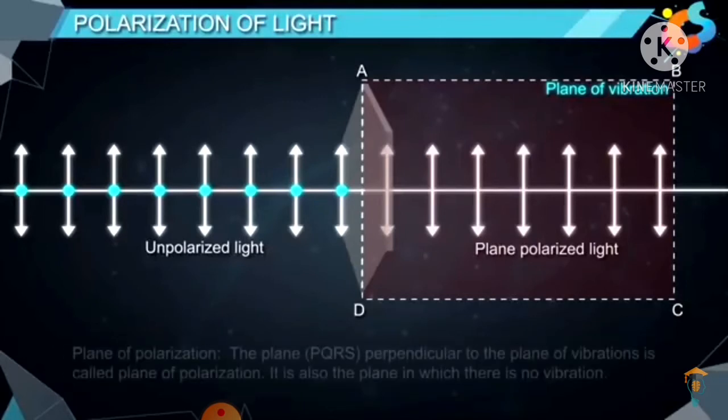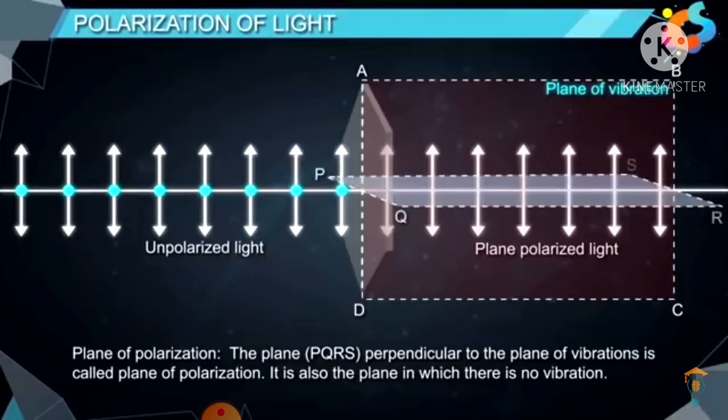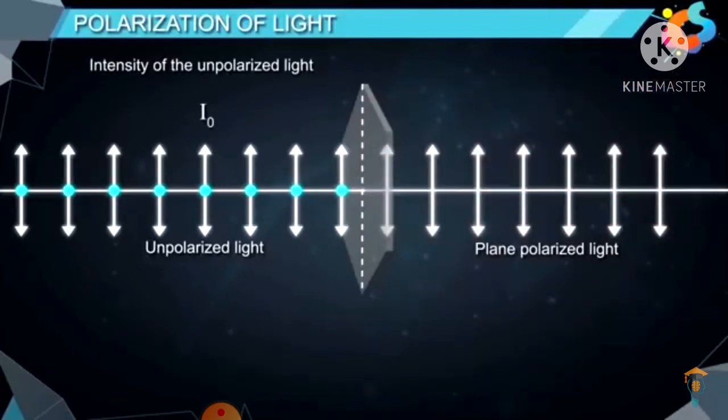Number two, plane of polarization. The plane PQRS perpendicular to the plane of vibration is called the plane of polarization. It is also the plane in which there is no vibration. If I0 is the intensity of the unpolarized light, then the intensity of the polarized light I coming out of the Polaroid is given by I is equal to I0 by 2.